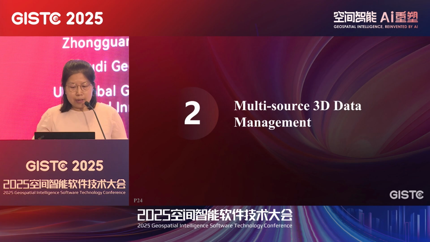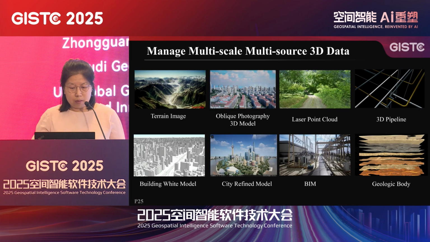Okay, next, let's take a look at SuperMap's capabilities in processing multi-source 3D data. Over a decade ago, we began integrating various types of 3D data. Today, our data management capabilities cover a wide range of 3D data types, including terrain, image, oblique photos, point cloud, pipelines, and so on.